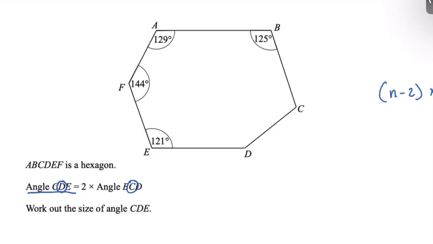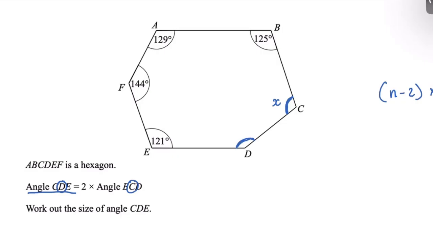Do we know angle BCD? Do we know angle C? We don't know what angle C is. So let's just call that X. Because we don't know what it is, we're just calling it X. And we don't know what angle D is either.